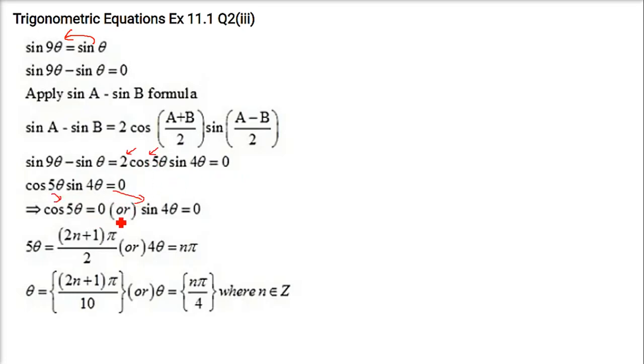So cos 5 theta equal to 0 means 5 theta is 2n plus 1 pi by 2, or sin 4 theta will be equal to 0. Sin theta equal to 0 means theta equal to n pi. Here theta is 4 theta. So 4 theta is equal to n pi. So divide both sides by 5. So you get 2n plus 1 pi by 10. Here pi by 10. And divide the other by 4. So you get theta equal to n pi by 4.